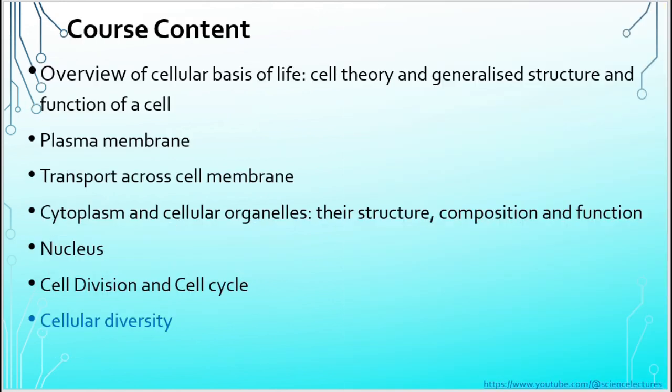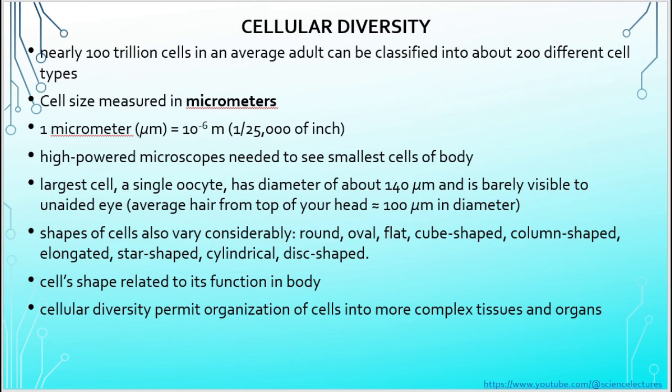So that overview of cell division and the cell cycle now brings us to the last section of our discussion on cellular diversity. The body of an average human adult is composed of nearly 100 trillion cells. All these cells can be classified into just about 200 different cell types.